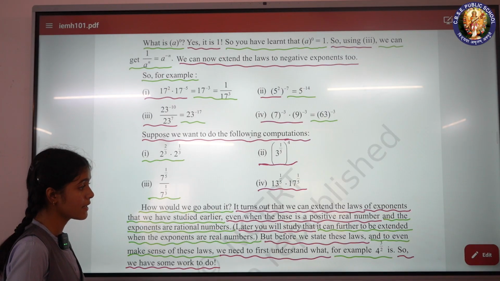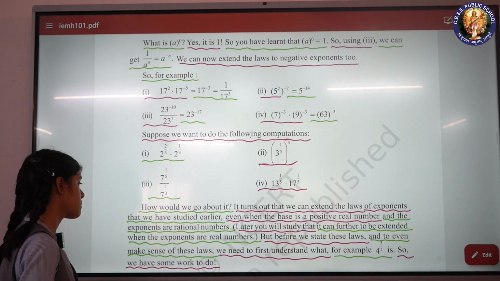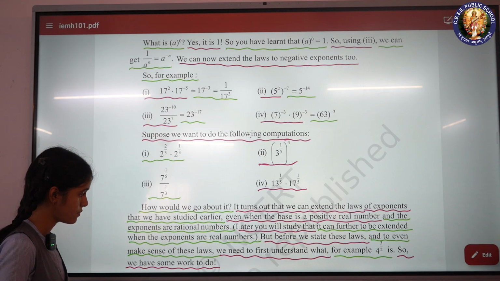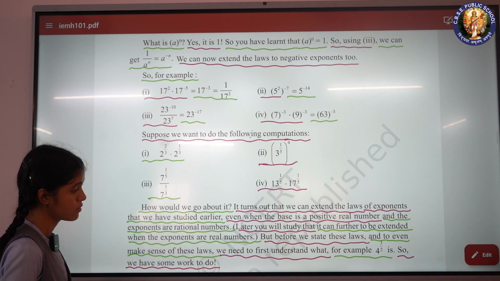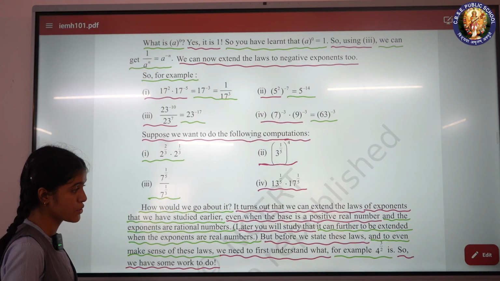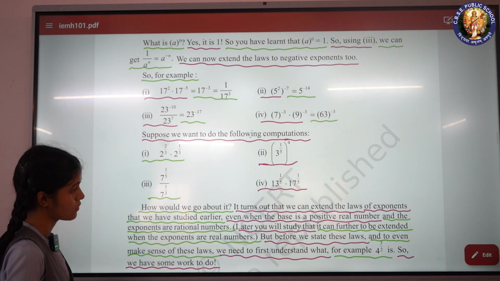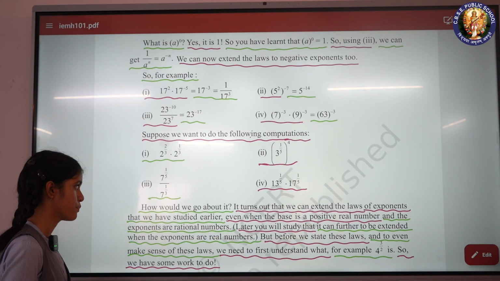But before we state these laws, and to even make sense of these laws, we need to first understand what, for example, 4 to the power 3 by 2 is. So we have some work to do.